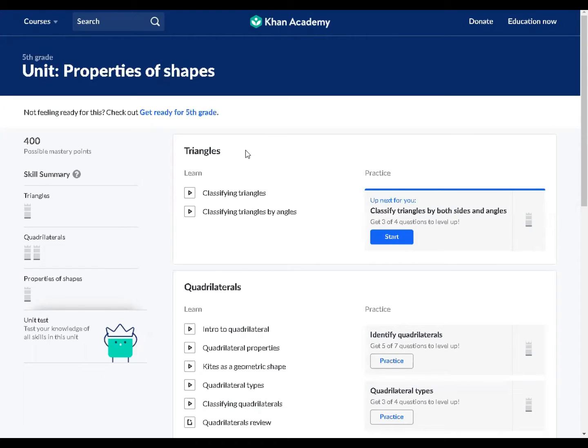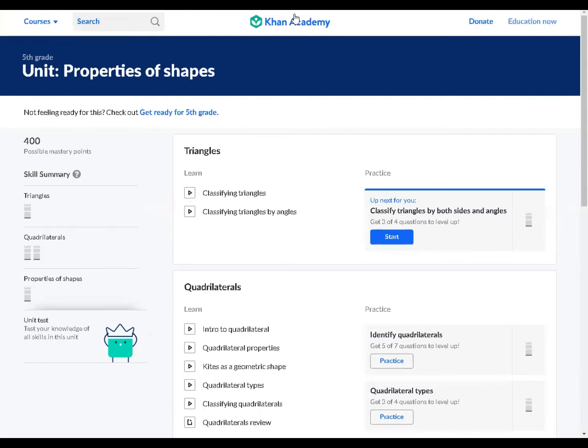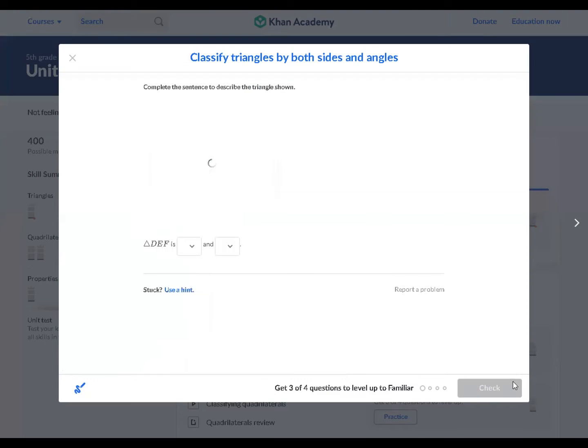And in this video we are going to learn properties of shapes, grade 5th, from Khan Academy. So let's get started. So let's go.